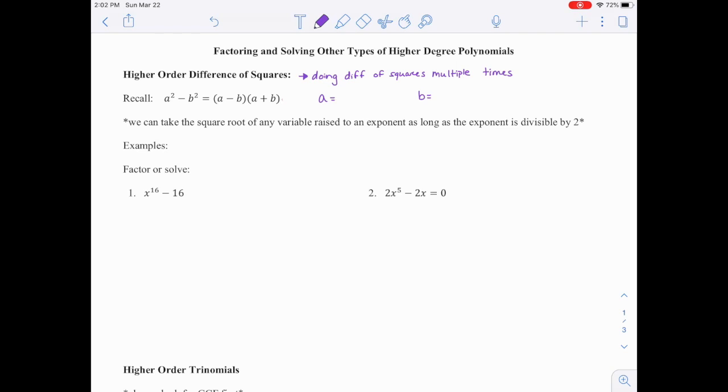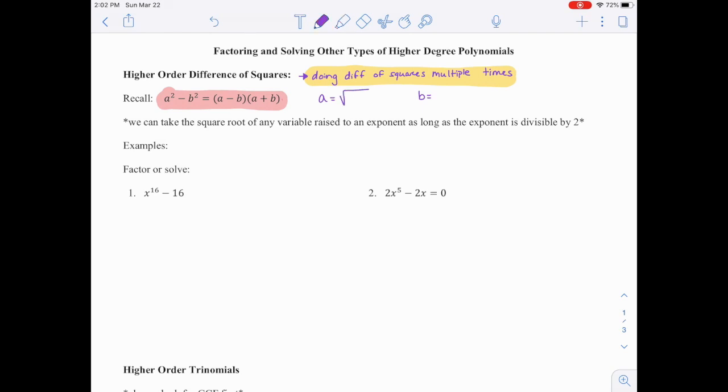This is going to be factoring and solving other types of higher degree polynomials. The first one we're going to talk about is doing difference of squares multiple times, so higher order difference of squares. I wrote the formula for difference of squares here just so that you can be reminded of it.